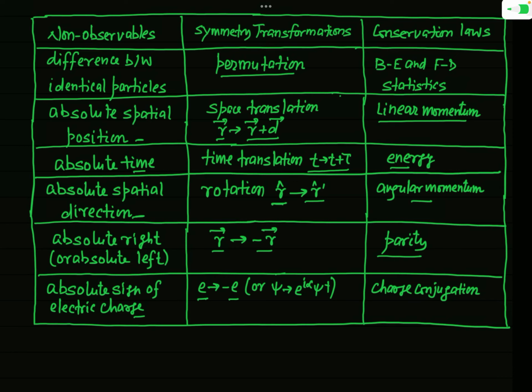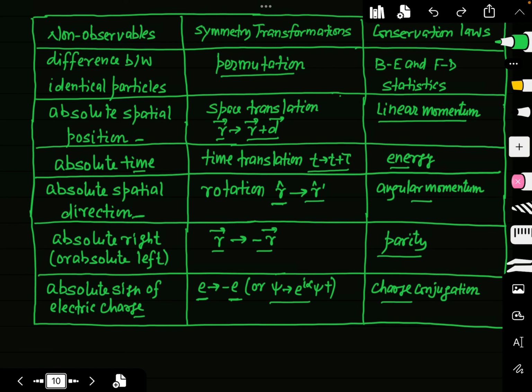If you say that the charge of electron is positive, that will be right, but only when you say that the charge of proton is negative. So if there is a transformation of positive charge into negative charge, or in terms of the wave function, if you say that psi is changed to e to the power i alpha psi dagger, then this symmetry transformation leads to the principle of conservation of charge conjugation.